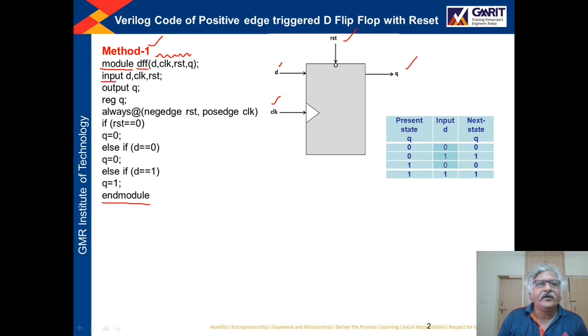And in these various ports, inputs are D, CLK, RST. These are the input ports. And output port is Q. Now again here I have declared Q as reg type, register type variable, right? Why I have declared Q as reg type? Because we know that we are going to use the always block, that is a procedural statement, and inside the procedural statement I am going to assign some value to the Q variable, right? So in that case Q must be a reg type.